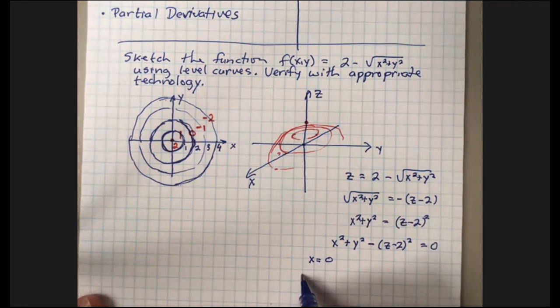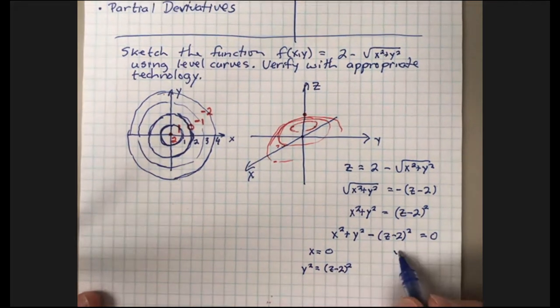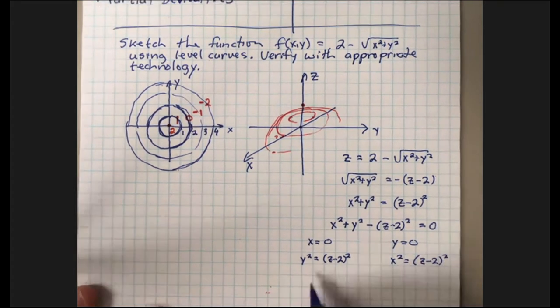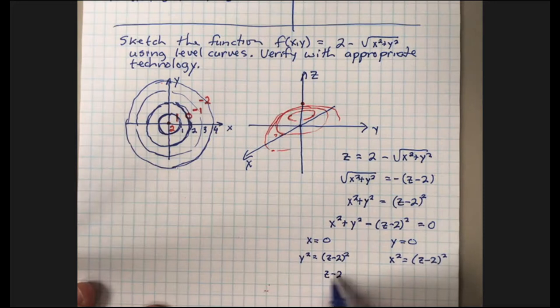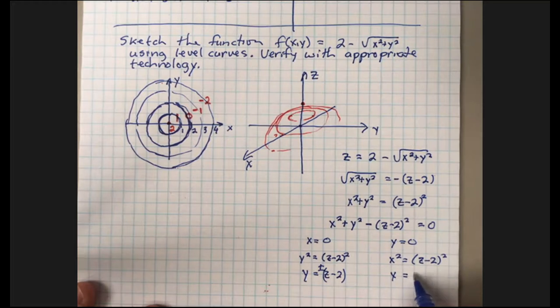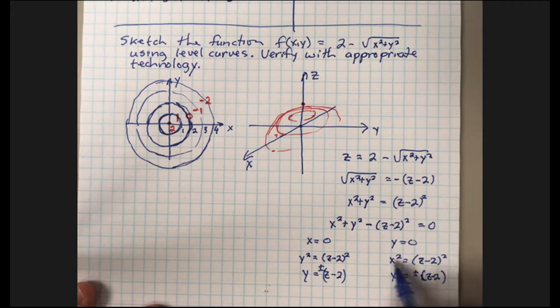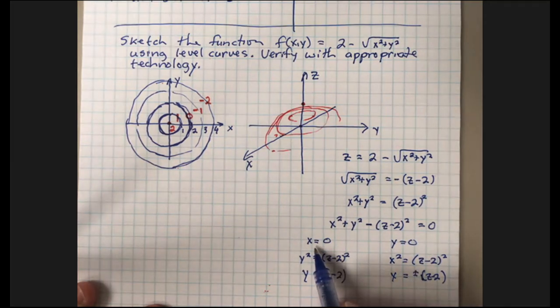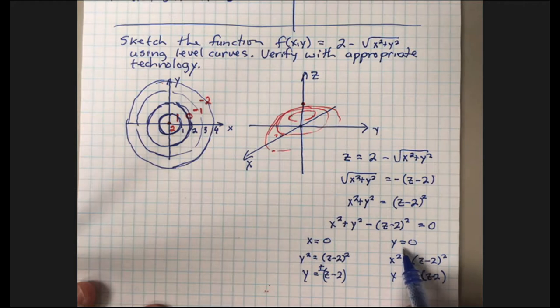If x is zero, then I have y squared equals (z minus two) squared. If y is zero, then I have x squared equals (z minus two) squared. And this sets up z minus two equals plus or minus y, and x equals plus or minus (z minus two). When you take the square root of the square, you introduce absolute value, so you have to account for the plus or minus. And these are straight lines in the YZ plane, or here in the XZ plane. So this gives a little context to our drawing.